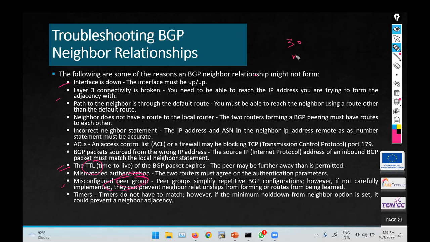So the formula is n into n minus 1 divided by 2. So if you think 30 into 30 minus 1 divided by 2, lots of sessions have to be configured for this, right? So to eliminate all those things, you just need to configure the peer group, and then the configuration is quite easier.